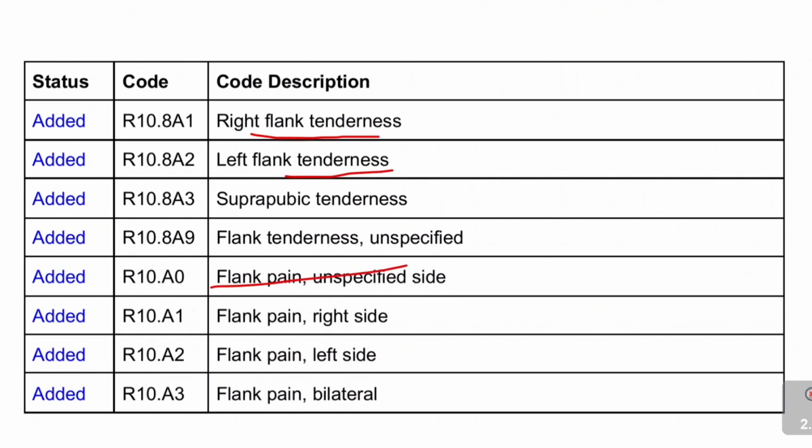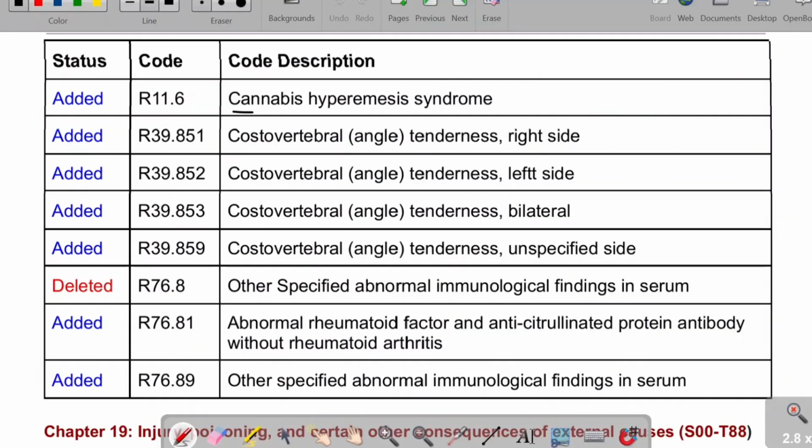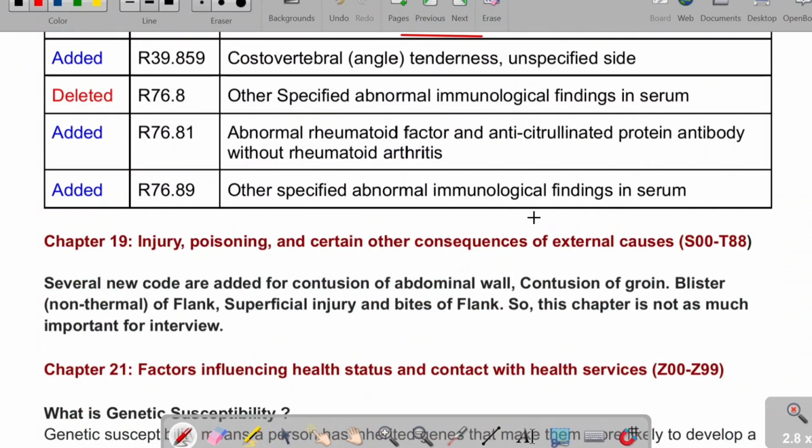New codes have been added to indicate the specific side, such as right or left. There are additional updates as well. For costovertebral tenderness, a new code has been introduced. So these are all the important updates from Chapter 18.